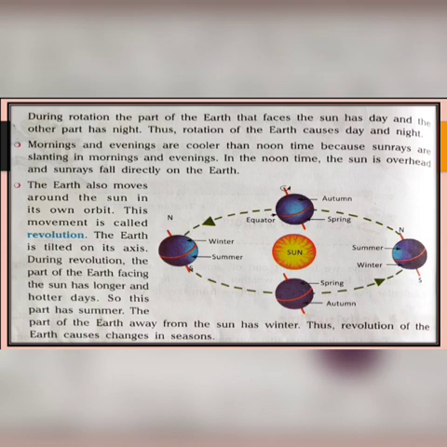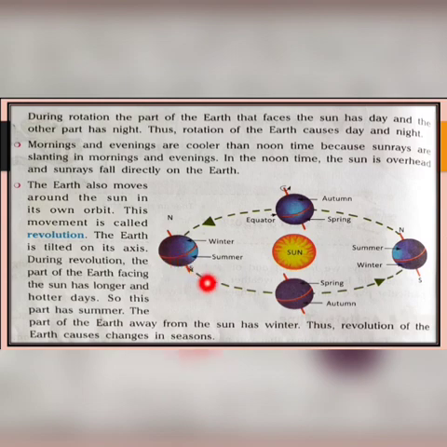And there is one more movement involved in our earth, which is revolution. Let us know what it is. The earth also moves around the sun in its own orbit. This movement is called revolution. As in this picture it is clearly shown.